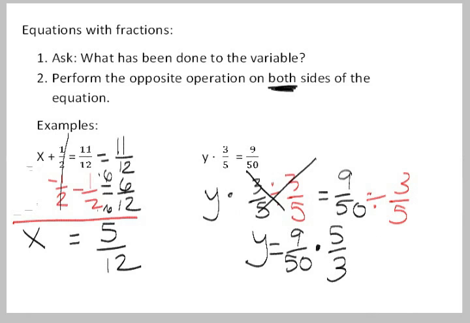And then we're going to treat it like a regular multiplication problem and look for anything that we can cancel. In this case, both 3 and 9 are divisible by 3. So we can cancel that way. And both 5 and 50 are divisible by 5. 50 divided by 5 is 10, and 5 divided by 5 is 1. So then we multiply numerators across the top. 3 times 1 is 3, and denominators across the bottom. 10 times 1 is 10. So we find that y equals 3/10, and that's the answer. So that's how we do equations with fractions.